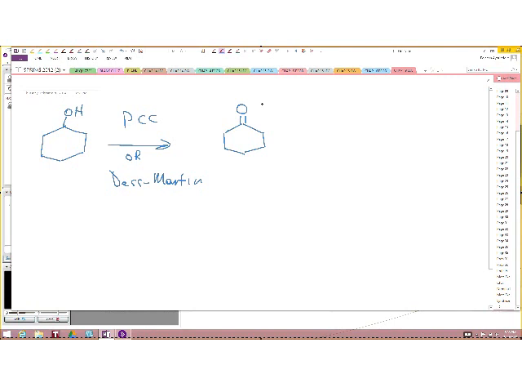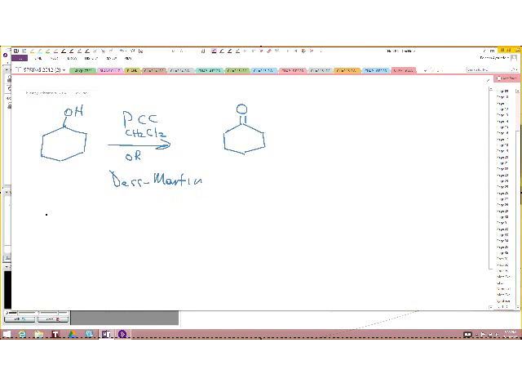About the solvent, dichloromethane, this here is just the solvent. You don't necessarily have to include it. If you have it, that's fine, but if you don't, that's fine also.